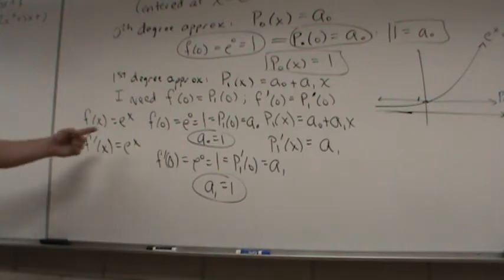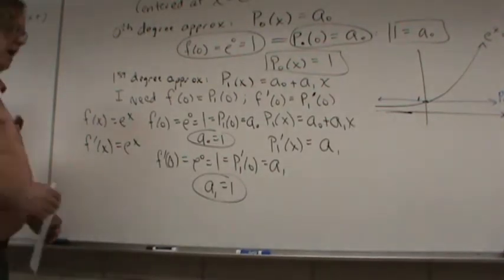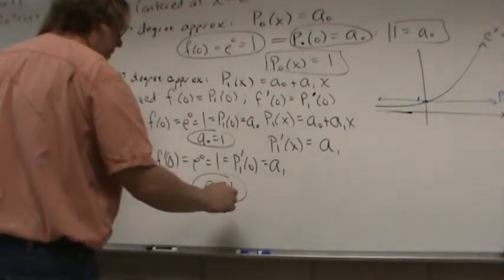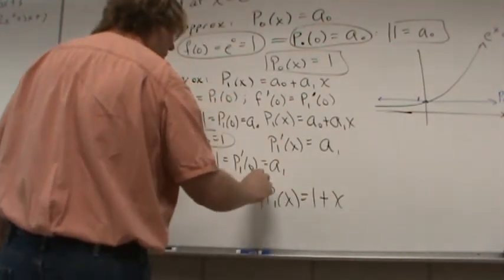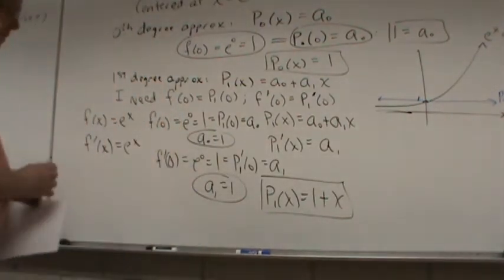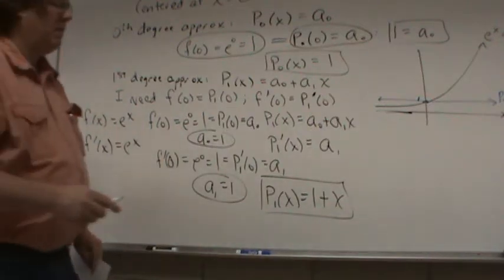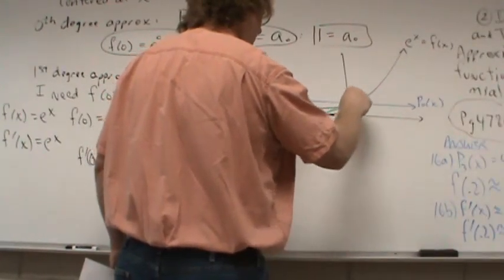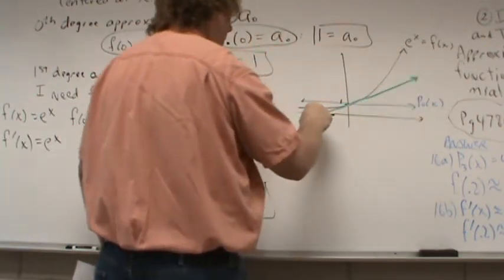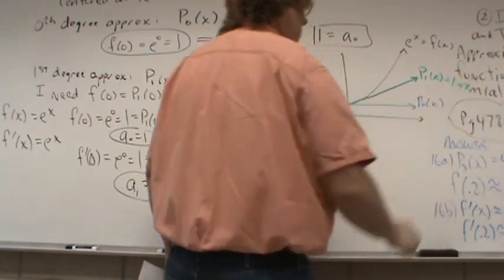So by setting the functional values equal to each other and by setting the first derivative at 0 equal to each other, I found what my approximating polynomial is. I get P1 of x equaling 1 plus x. Let me graph that now. This is P1 of x, which is 1 plus x.